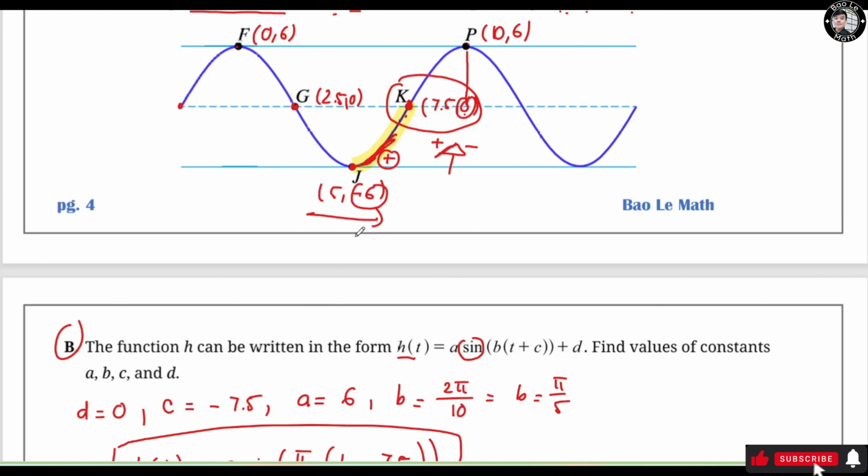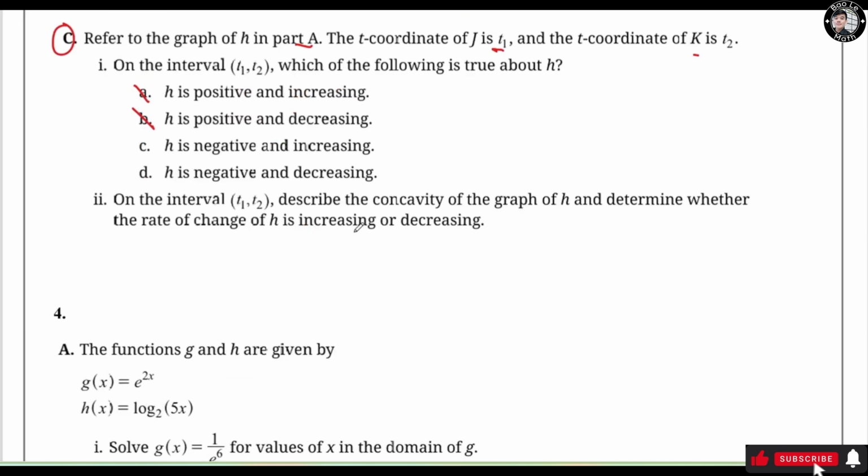The function is increasing, right? So the answer must be C. Question 2i. On the interval t1, t2, describe the concavity of the graph of the function h and determine whether the rate of change of the function h is increasing or decreasing.